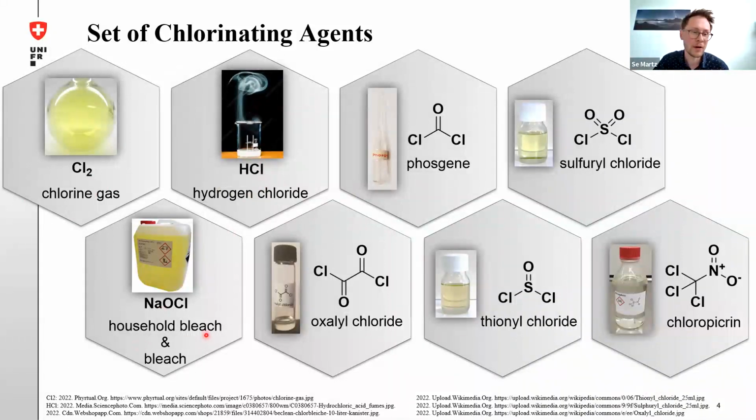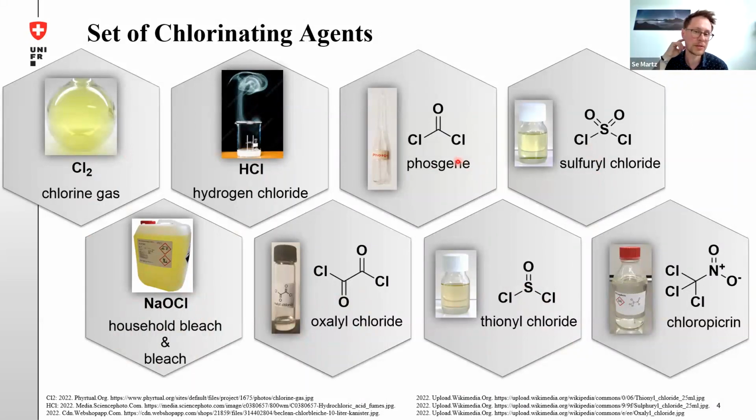And then, of course, also bleach and household bleach, because we expected that maybe these molecules could form similar adducts. And then also some chemicals that are very important in the chemical industry if you want to perform a chlorination. And these are oxalyl chloride, thionyl chloride, and also sulfuryl chloride. Then we also used phosgene.